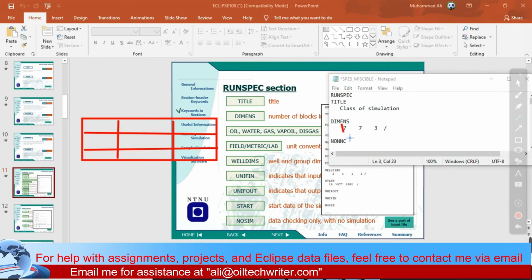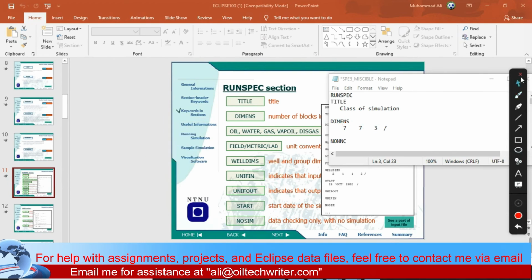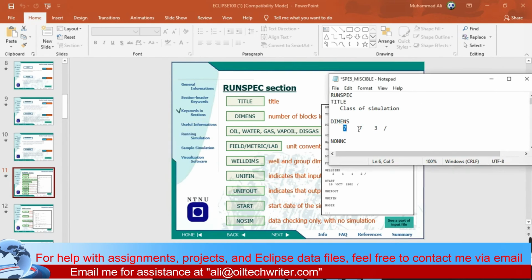How many blocks in the x direction? How many in the y direction? And how many in the z direction? So for example, here in the x direction we have 3, and y is 3. So here you can write 3 and 3, and so on. Then we have to mention the phases: oil, water, whatever your reservoir has. So it has oil, it has water, it has gas.